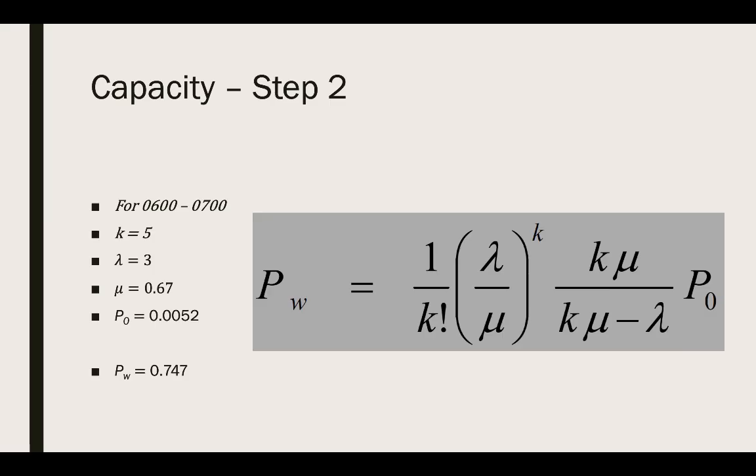We are calculating the probability of a call having to wait on a unit to clear up in order to respond. So my K, the number of ambulances, is 5. The average number of calls for that time period, 6 a.m. to 7 a.m., is 3. My mu is 60 over 90 minutes, which is my average total call time, is 0.67. We've already calculated P0 for this, and that's 0.0052. So if we run this formula, we get to a probability of waiting at 0.747, which is just about a 75% chance that the next call coming in between 6 a.m. and 7 a.m. will have to wait for a unit.